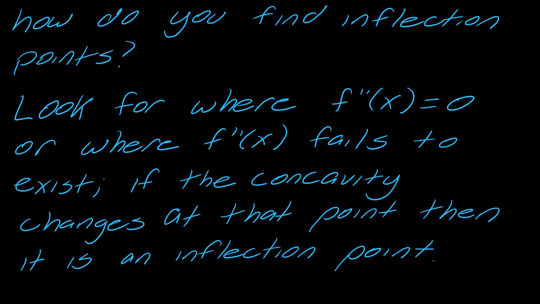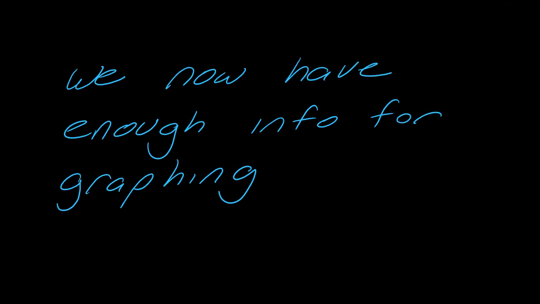So how do you find inflection points? You want to look for where f double prime is equal to 0, or where f double prime fails to exist. And then if the concavity changes at that point, it is an inflection point. Although you do want to be mindful also, if this is a point that fails to exist, make sure that it actually exists on your graph.